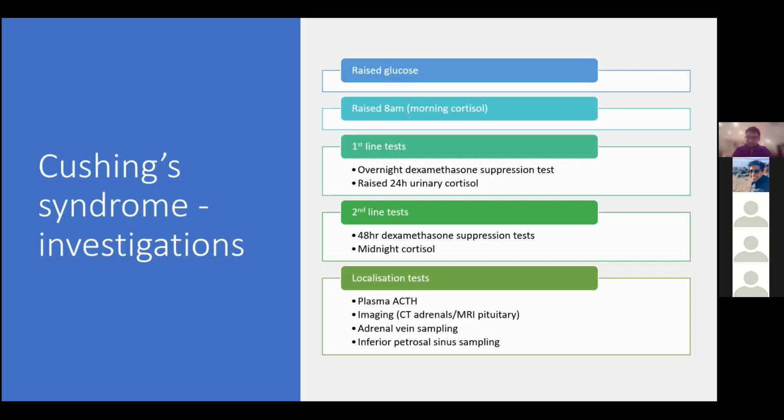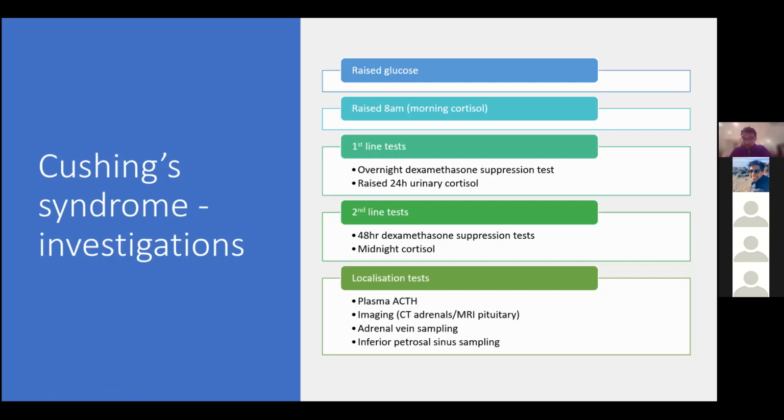They'd usually be instigated once a senior has reviewed them as a confirmatory test. Bedtime cortisols again can be used as a confirmatory test, and a second line test where there's uncertainty, but again not commonly used. So once you've found that the patient has Cushing's, you then need to decide where it is.